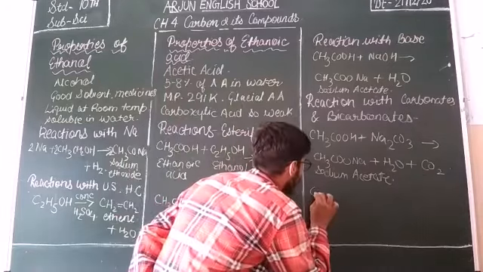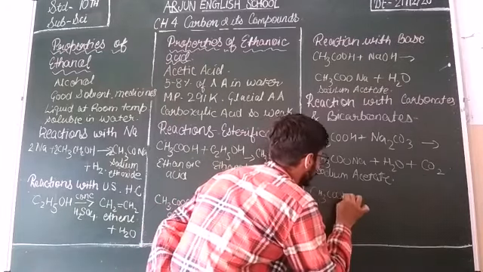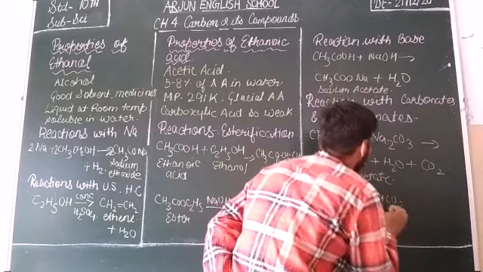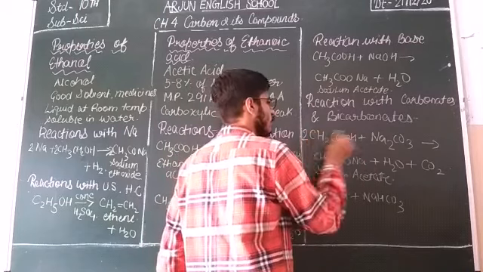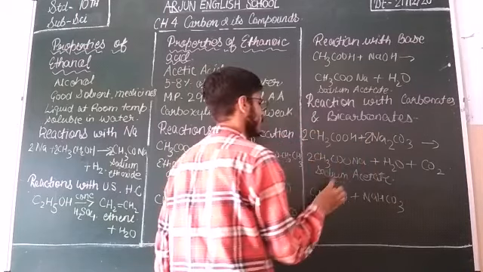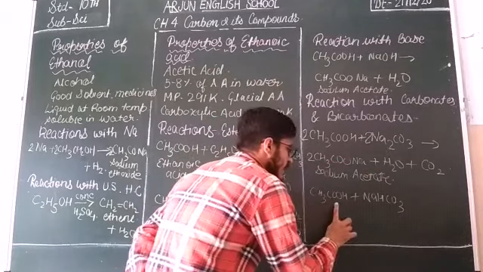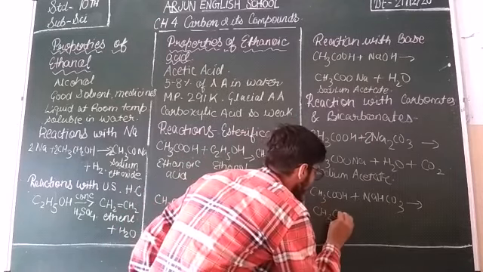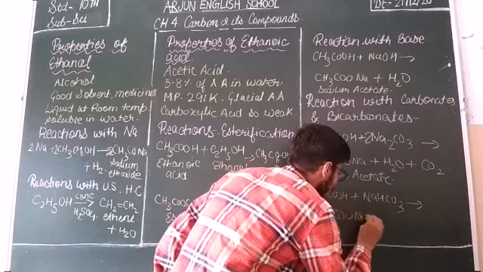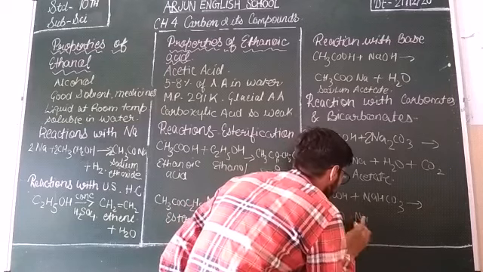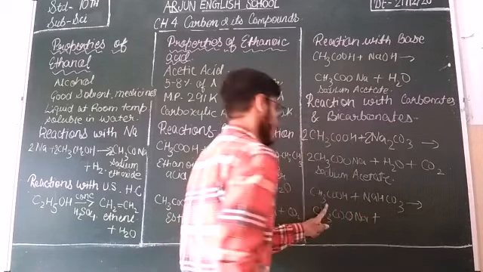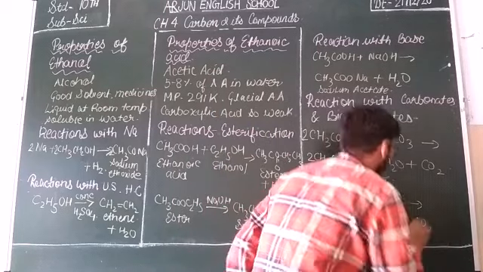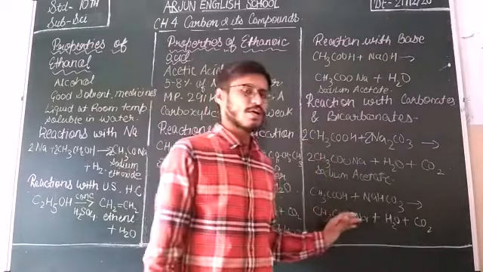Similarly, when CH3COOH, acetic acid, reacts with NaHCO3, here if we have to balance, we can write 2 here, 2 here and 2 here, 6, 6 and then 4. CH3COOH plus NaHCO3, what will be the result? It is the same: CH3COONa plus H2O plus CO2. So this is the reaction with carbonates and bicarbonates.